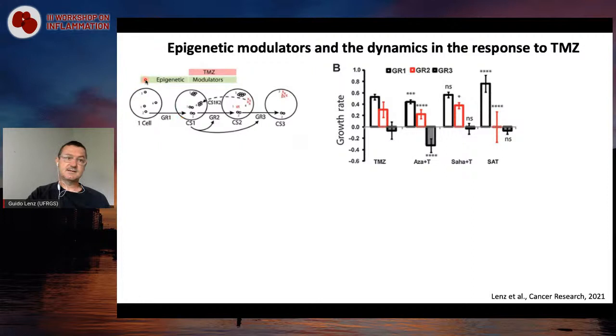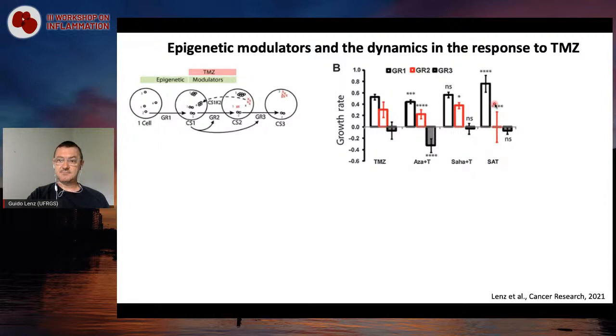So the way we did the experiment was we plated the cells. The next day we started with the treatment with the epigenetic modulator, and between colony size 1 and 2 during 3 days, we add temozolomide in the presence of the epigenetic modulators. As you can see here, the modulator that has had the most effect on the fitness of the cell was the combination of azacitidine and temozolomide.